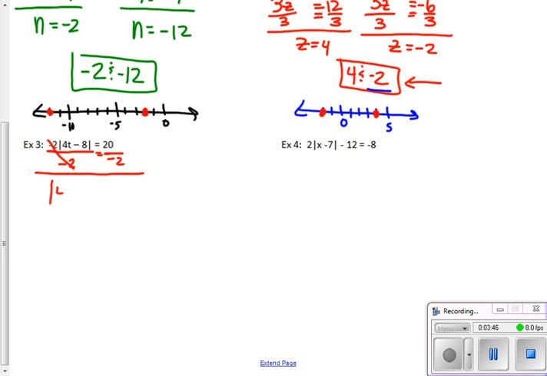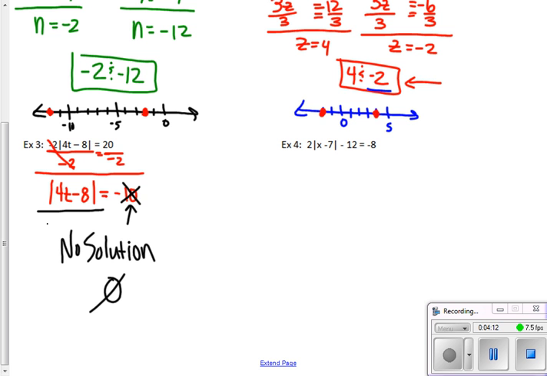You would have the absolute value 4t minus 8 equals 20 divided by negative 2 is going to give you negative 10. As discussed yesterday, this possibility here is no solution. Why is it no solution? Well, you cannot have the absolute value of something equaling a negative outcome. This cannot happen. So, no solution.